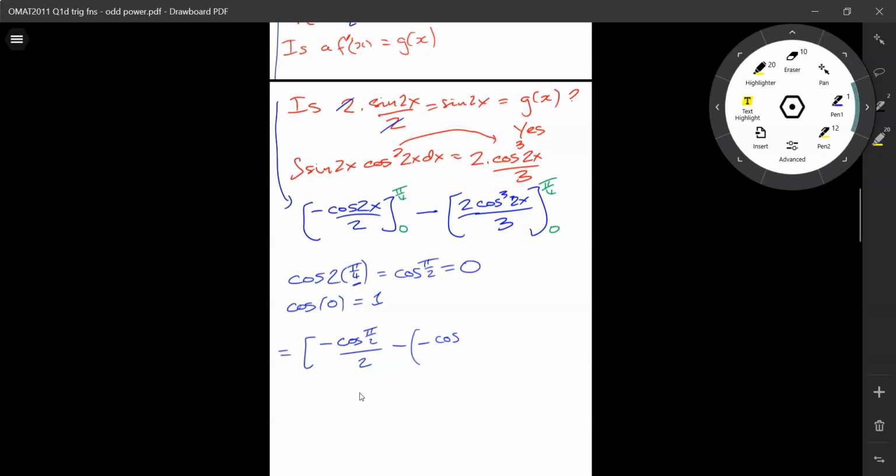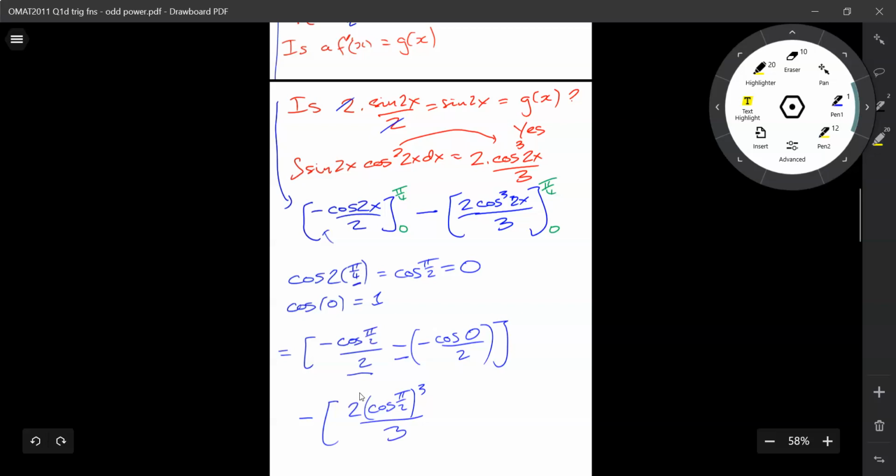And you have to be very careful here because this is a minus. When you do the upper limit, it's minus cosine pi over 2 divided by 2 minus, and then you plug in, open up a bracket for the lower limit, so it's the cosine of 0 over 2. And then if I do the other one, it's cosine of pi over 2 cubed over 3. That's this one up here where I plug in pi over 4. Remember, if I plug in pi over 4, we're getting the cosine of pi over 2 minus 2/3 the cosine of 0 cubed.